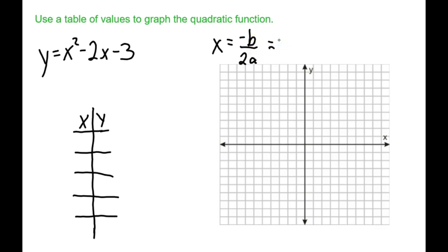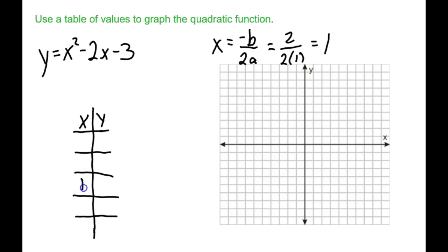So we're looking for the opposite of the b value in standard form. The b value is the value multiplied in front of x. So the opposite of negative 2 is a positive 2. So we have 2 divided by 2 times the a value. The a value is the value multiplied in front of x squared, which in this case is going to be 1. So 2 divided by 2 times 1 is just going to be 1. That represents the x-coordinate of the vertex for this quadratic.